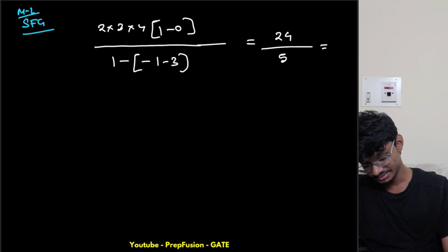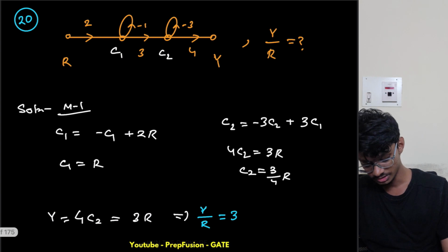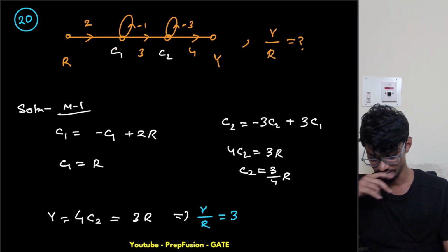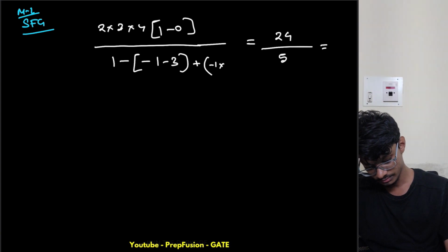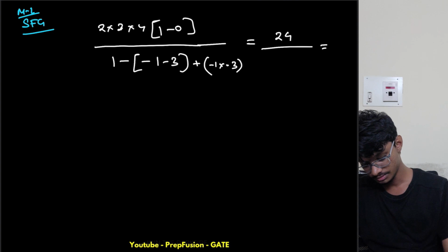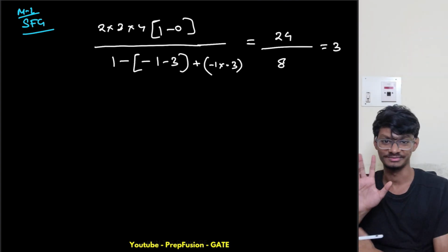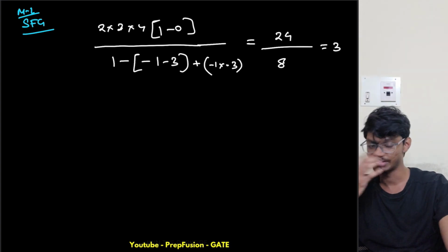So yeah, we have to add the multiplication of the loop gains, because these two are non-touching, right? So this is minus 1 times minus 3, so this becomes 8 and this becomes 3. Okay, sorry for the mistake. So this will happen in examination also.